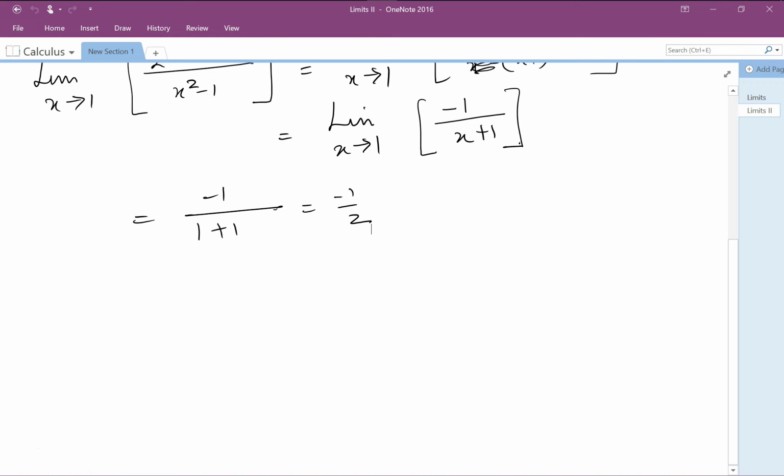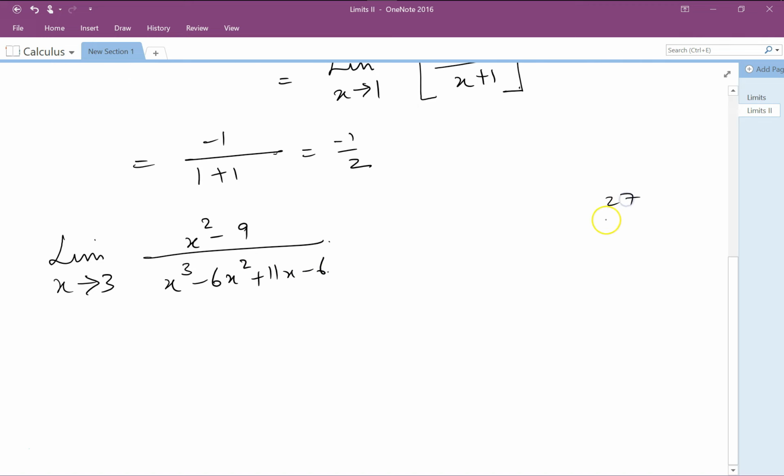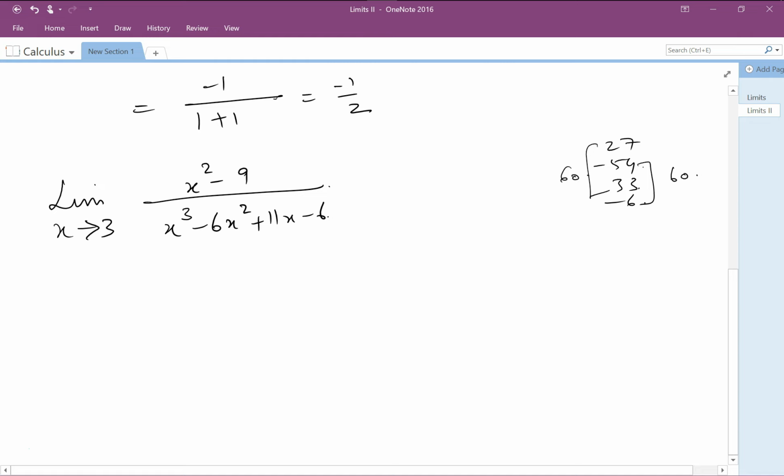Okay, let's take another one. Limit as x approaches 3 of x square minus 9 divided by x cube minus 6x square plus 11x minus 6. Substituting, 27 minus 54 plus 33 minus 6. This is what it comes to. So these two become 60 and these two become 60. So 60 minus 60 is 0. So the denominator becomes 0. Okay, so let's manipulate this.